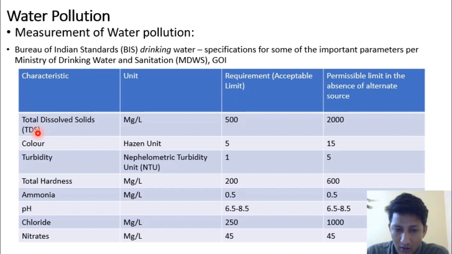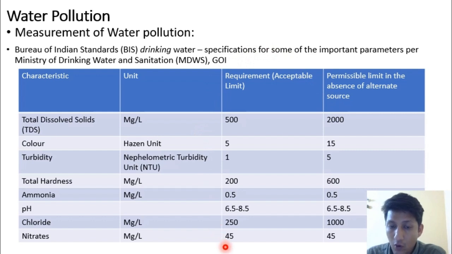So water which we use for drinking should not have color. The unit is called Hazen. It should only have 5 units of color. Permissible, so these are 2 units. Usually this is the acceptable limit and this is the permissible limit.